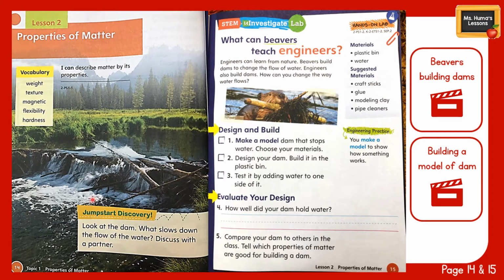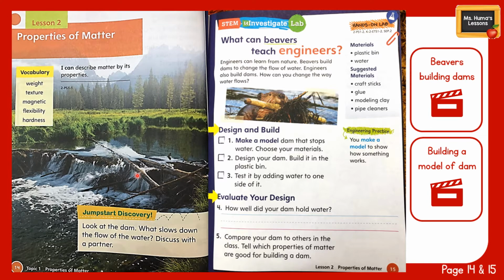Discuss with a partner. We can see there are some trees. They have blocked the passage of water. They are stopping the water from flowing ahead, and when the water is flowing with great speed, when there are these kinds of things which stop the flow of water, these are called dams.